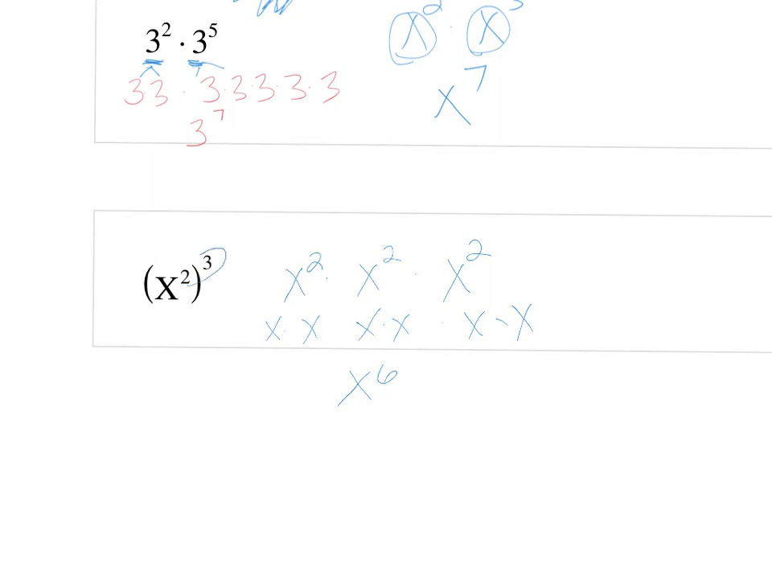And so our shortcut here, when we have an exponent to an exponent, or what we call a power to a power, is to multiply those exponents.